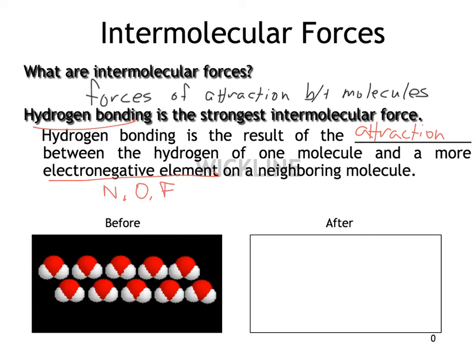A good diagram to draw if you're ever asked to represent hydrogen bonding is to use water. And you just need to line it up so that the hydrogens of one are pointing towards the oxygen of another molecule.